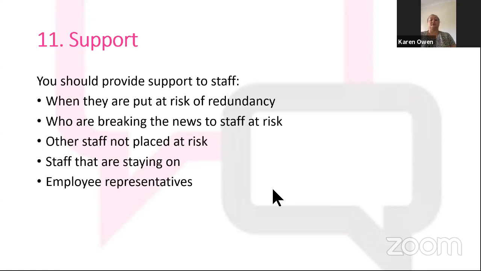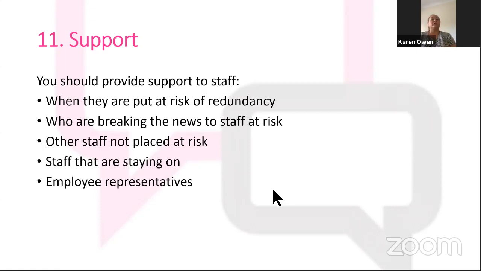You need to make sure that they have the right training and support. You should also think how to support people leading the consultation, those at the top who are actually making the decisions. You should also look at how you can support staff that are staying on afterwards, because it's not just the staff that are being made redundant that will be affected. It's also the staff that are staying.